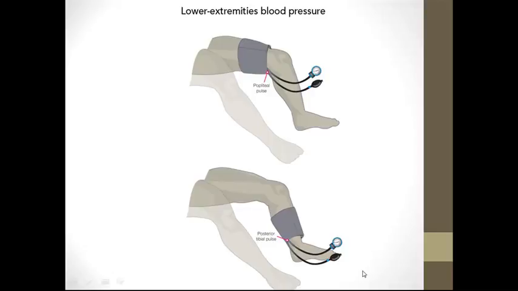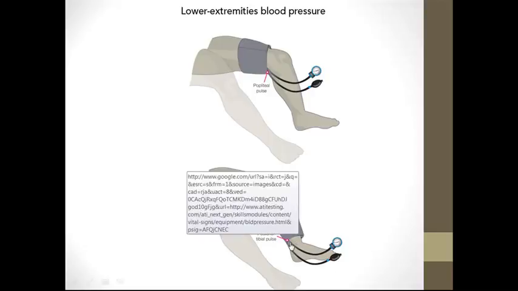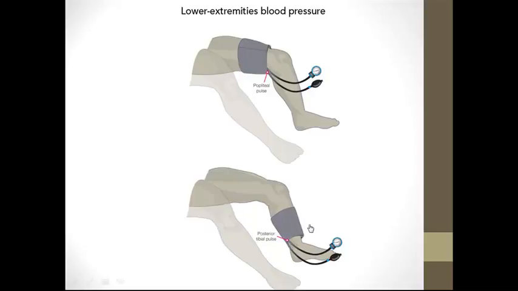If we can't get a thigh cuff around the leg, or there is some reason why we cannot use the thigh, we would then go to the posterior tibial pulse, and we would wrap the cuff just above the ankle and then place the bell or diaphragm over the posterior tibial artery just above the ankle to hear that blood pressure.